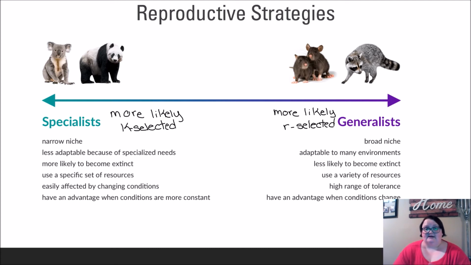On the other side, species that are considered generalists have broad niches. They can live in much wider characteristics. They're adaptable to many environments. They are less likely to become extinct because they can use a variety of resources. They have a very high range of tolerance for change, and they have the advantage when conditions change. They adapt very quickly. This is more likely to be an r-selected organism.